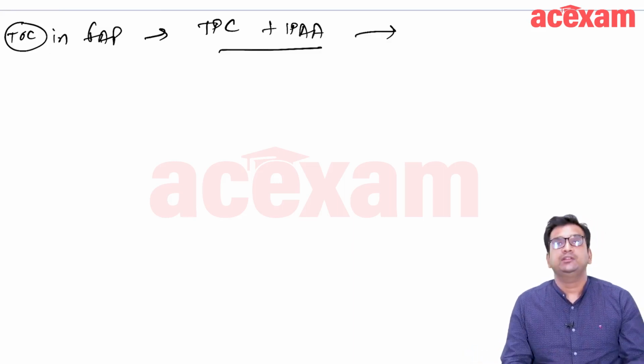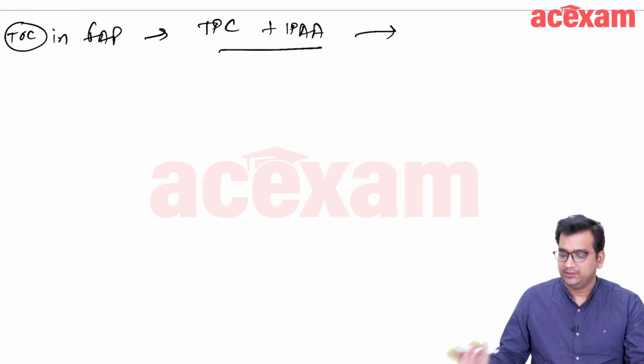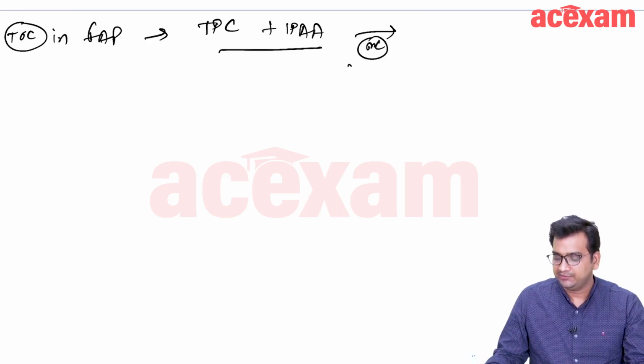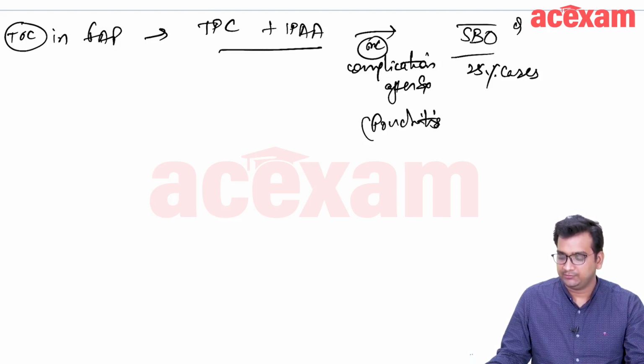In familial adenomatous polyposis, as it is not an inflammatory disorder, the most common complication after surgery is small bowel obstruction. Small bowel obstruction is seen in 25% cases. Pouchitis is not common in FAP.